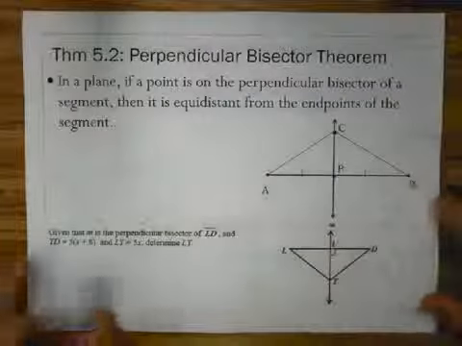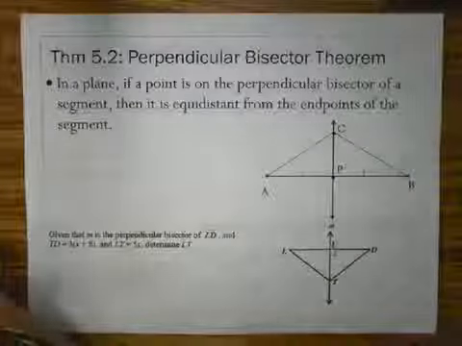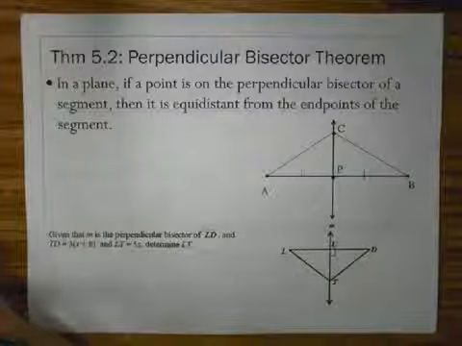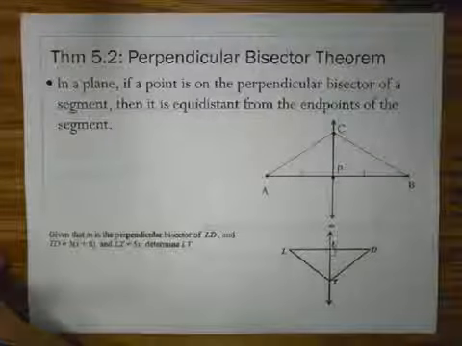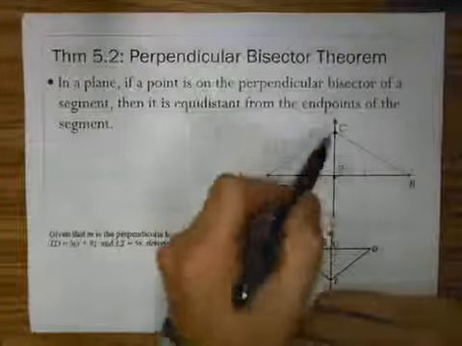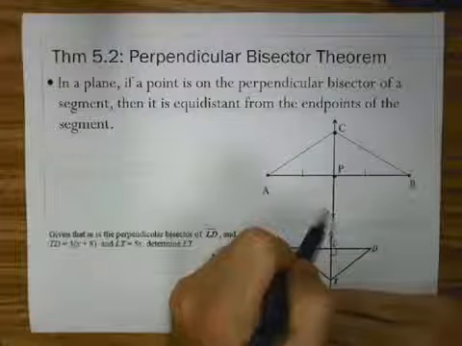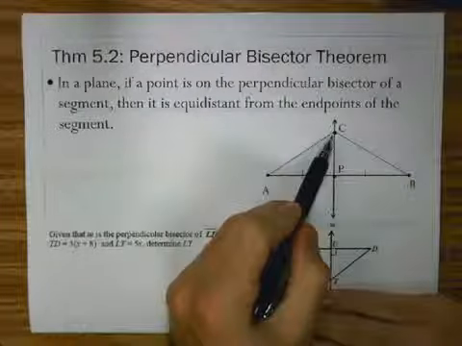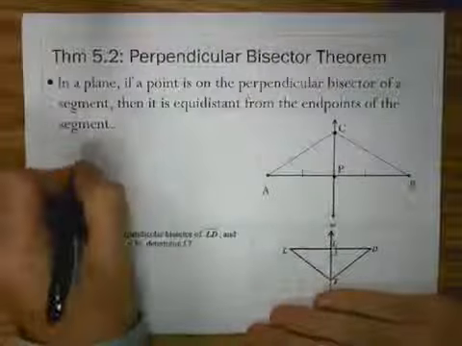So we take those terms, and now we're going to get to our first theorem, the perpendicular bisector theorem. And that says, in a plane, if a point is on the perpendicular bisector of a segment, then it is equidistant from the endpoints of the segment. So, again, our perpendicular bisector is CP. The point we're looking at is C.